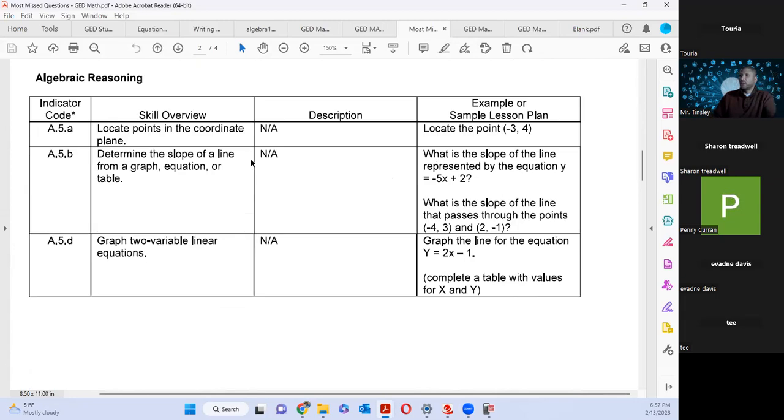But what do you see? Locate the points on a coordinate plane, guaranteed. What is the slope of y equals minus 5x plus 2? Guaranteed. What is the slope of the line that passes through the points minus 4, 3, and 2, 1? Guaranteed. Now, they don't ask you to graph, but they'll show you graphs, and they'll say which one of these graphs is the equation y equals 2x minus 1, which you should be able to do right away and say, oh, my slope is 2. My y-intercept is -1.